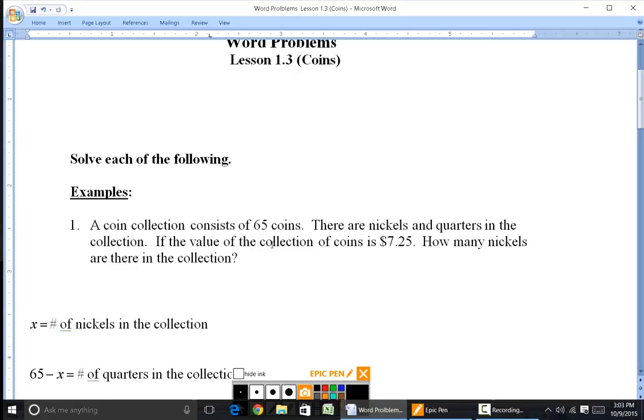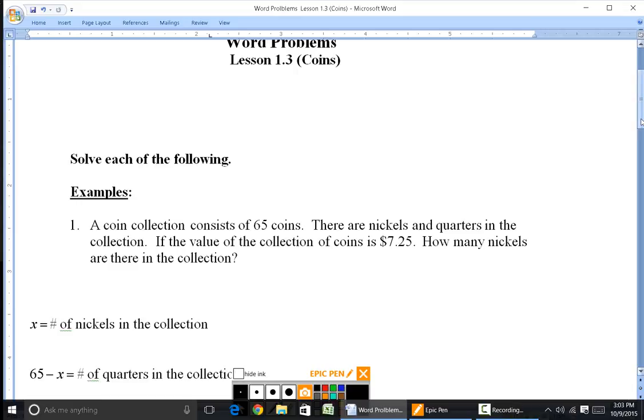I know there's 65 coins altogether, so if I let x represent the number of nickels in the collection, then 65 minus x has to represent the number of quarters in the collection. Okay, so I get that set up right there. And then to set up the equation, it's pretty straightforward.